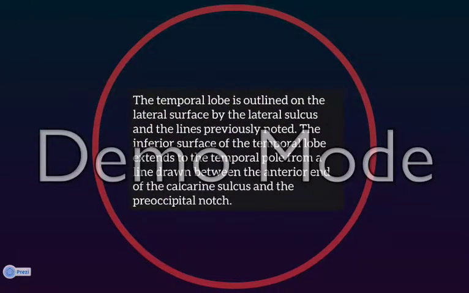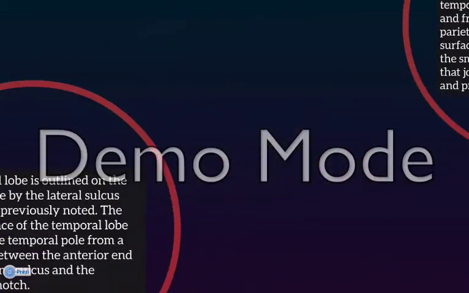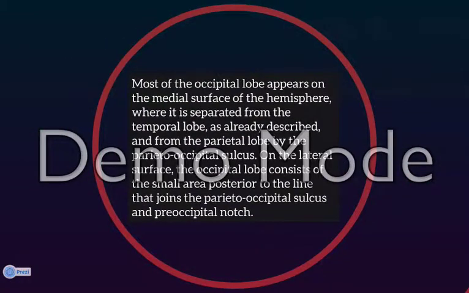The temporal lobe is outlined on the lateral surface by the lateral sulcus and the lines previously noted. The inferior surface of the temporal lobe extends to the temporal pole from a line drawn between the anterior end of the calcarine sulcus and the pre-occipital notch. Most of the occipital lobe appears on the medial surface of the hemisphere, where it is separated from the temporal lobe as already described, and from the parietal lobe by the parieto-occipital sulcus. On the lateral surface, the occipital lobe consists of the small area posterior to the line that joins the parieto-occipital sulcus and the pre-occipital notch.